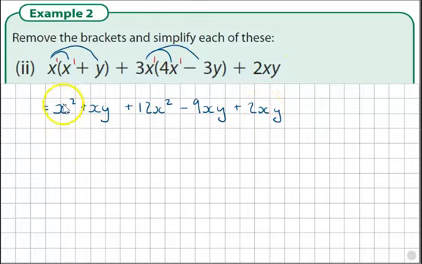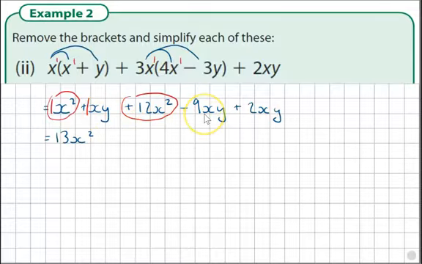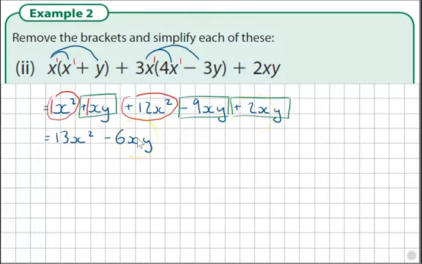Now we simplify. So x squared is really 1x squared, so we're going to circle the like terms. So 1x squared plus 12x squared is 13x squared. So we're adding or subtracting the like terms now in this step, and the powers do not change. And then 1xy minus 9xy plus 2xy gives us minus 6xy. So again, the powers don't change at this stage. When we're adding and subtracting like terms, the powers do not change. They only change when we're multiplying. So 1 minus 9 is minus 8, and minus 8 plus 2 is minus 6, and we just stick on the xy.